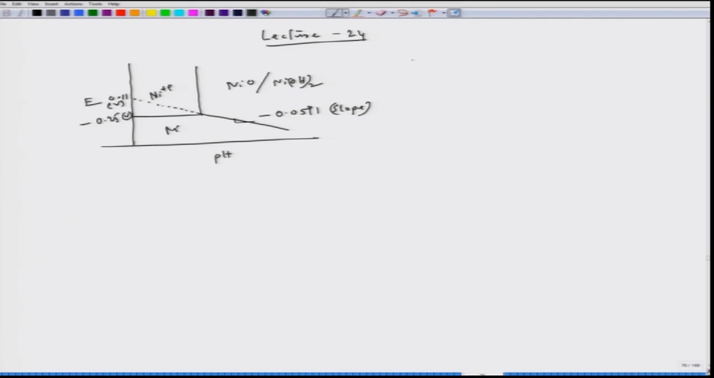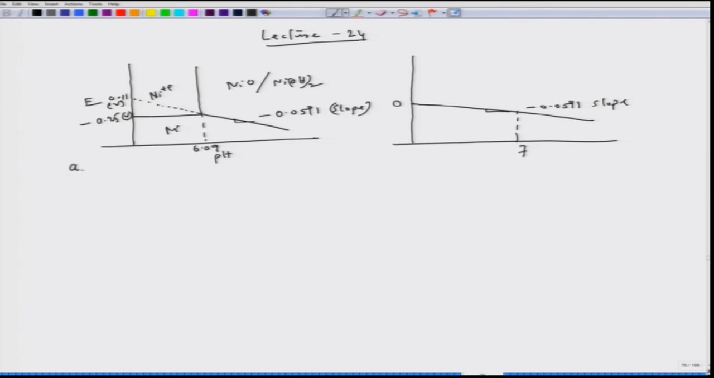This is one set. Another set is reactions involving, this is 0, let us say this is 0, slope was 0.0591. Of course, we have a pH 7 and here the pH is 6.09 when activity of Ni++ equal to 1. And there is one more line which has a slope 0.0591 with the minus sign. Of course, we have seen that below this line acidic reactions would happen, and on the right side basic reactions would happen.